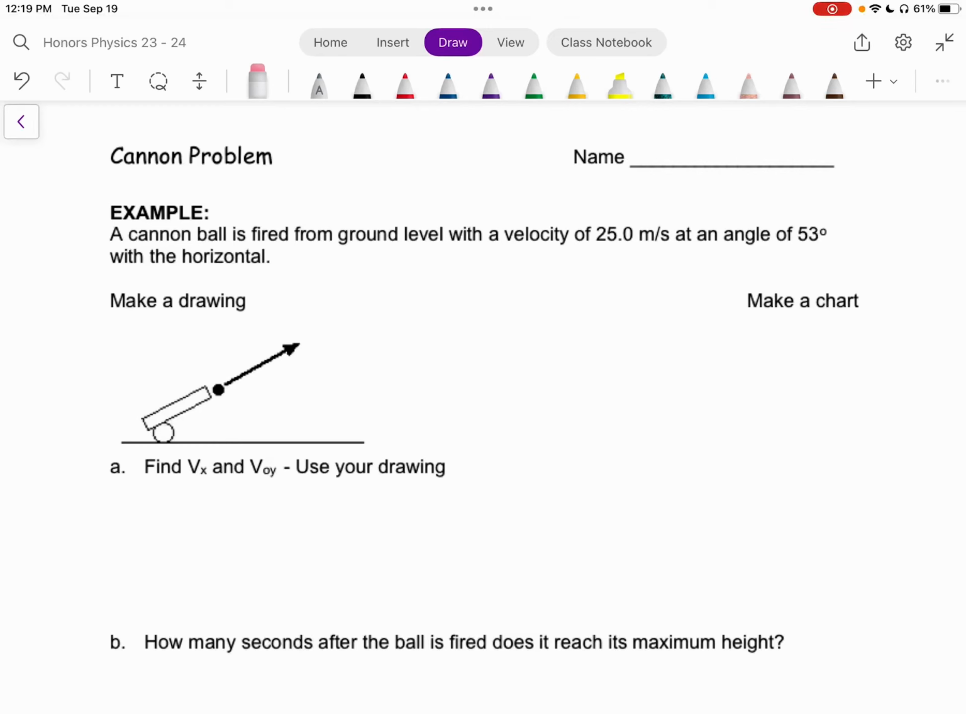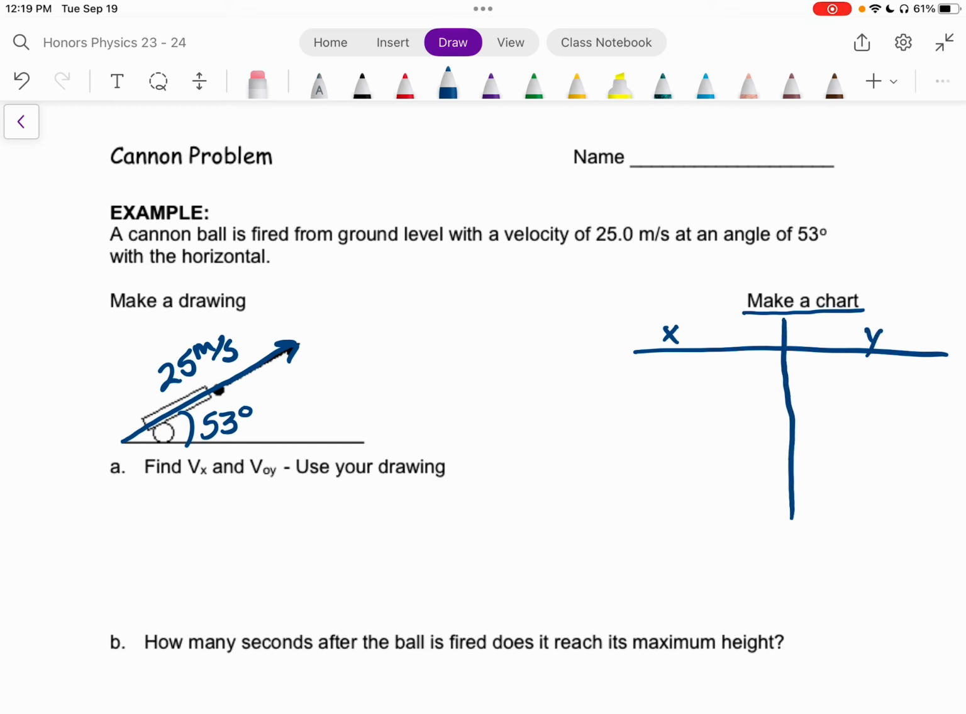A cannonball is fired from ground level with a velocity of 25 meters per second at an angle of 53 degrees with the horizontal. So I'm going to mark up this picture that they gave me with the details. And I want to point out that over on the right-hand side, it says make a chart. What they're saying is, what do I know in the X direction? And what do I know in the Y direction? Let's fill in all of our information.